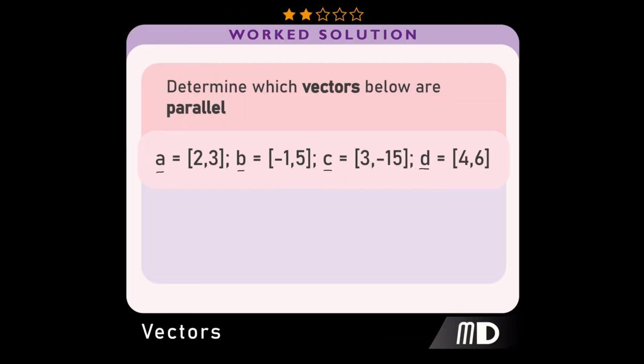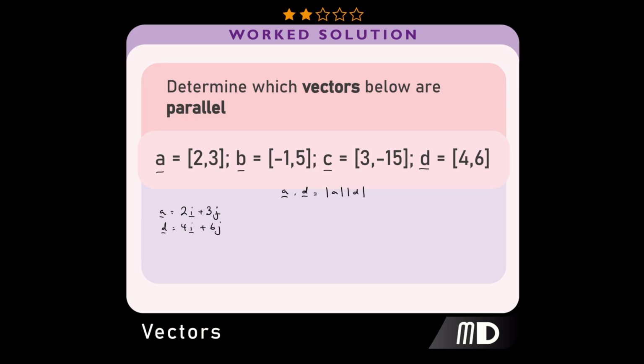This isn't the only test for whether vectors are parallel. We can use a property called the dot product to determine whether vectors are parallel. If vector A dot vector D is equal to the magnitude of A multiplied by the magnitude of D, vectors A and D are parallel. Let's test this with vectors A and D, which we know already are parallel. First, we need to write them in their ij component form. A is equal to 2i plus 3j, and D is equal to 4i plus 6j.